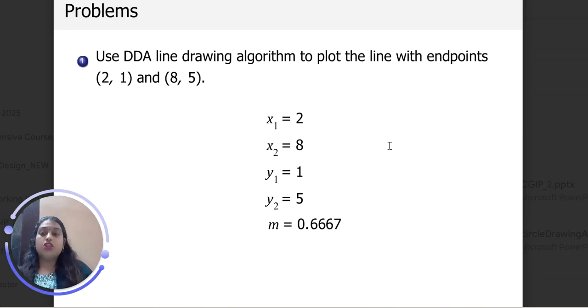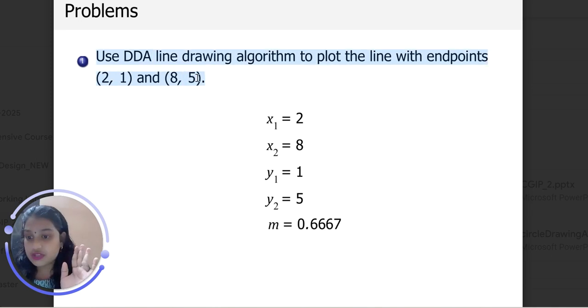The first question. Use DDA line algorithm to plot the line with endpoints 2, 1 and 8, 5. Now the slope is given as 0.6667. How did we get that? We have to find it out. The only thing given in the question is: use DDA line algorithm to plot the line with endpoints. This much is the question, and now we have to find the answer.